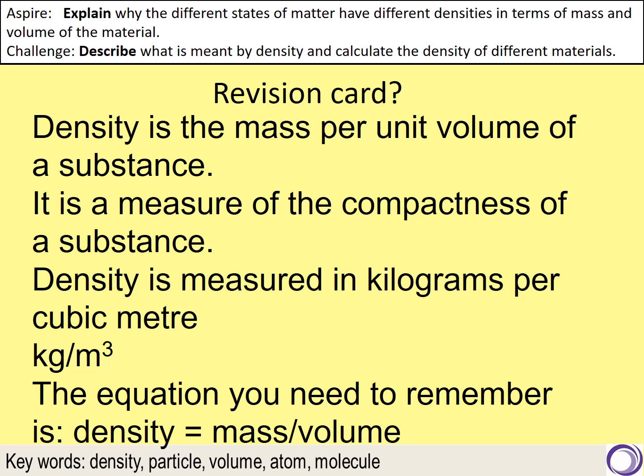Okay, so last part of the lesson, just if you want to make a revision card on this. So density is the mass per unit volume of a substance. So how much mass there is compared to the actual volume that it's taking up. It kind of measures the compactness of a substance, and density is measured in kilograms per cubic metre. And the equation you need to remember is density equals mass divided by volume. And don't forget those bits of rearranging equations that I've put in there as well.